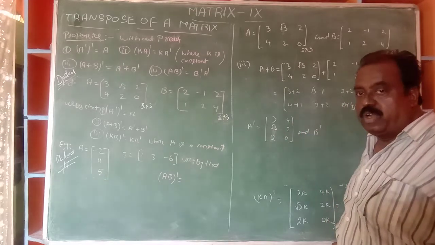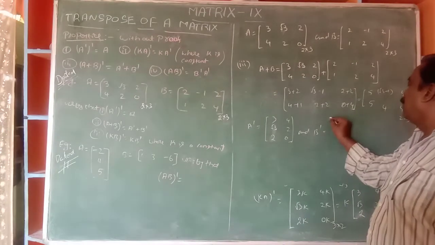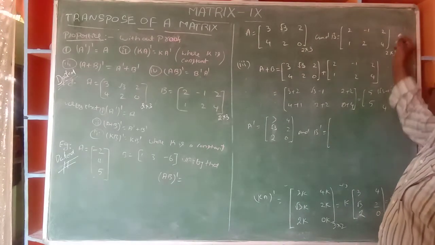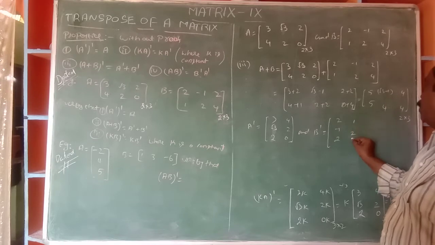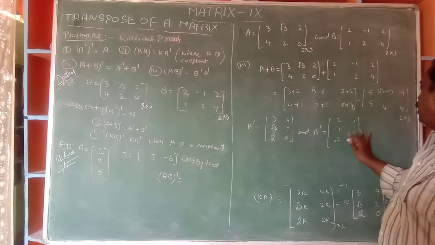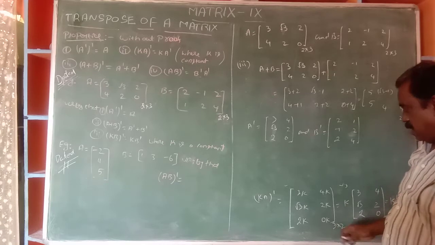B dash. What is B dash? For B dash also, you change the row as column. Second row as a second column. Okay?